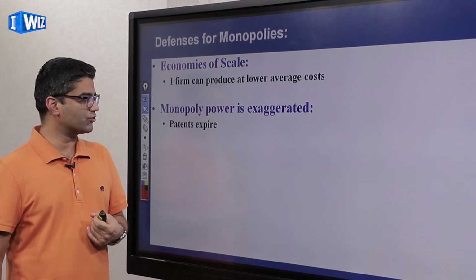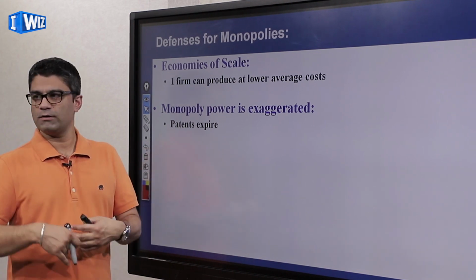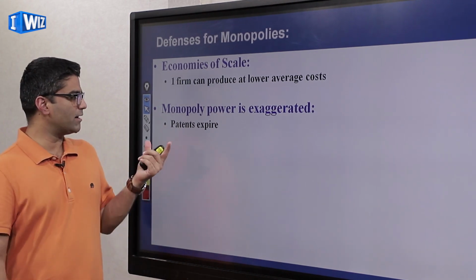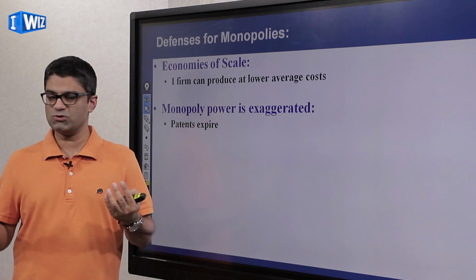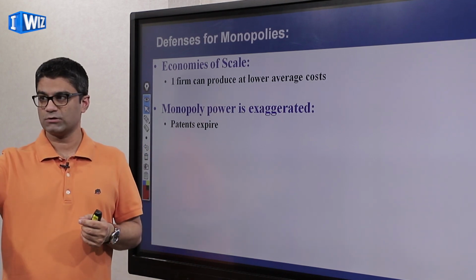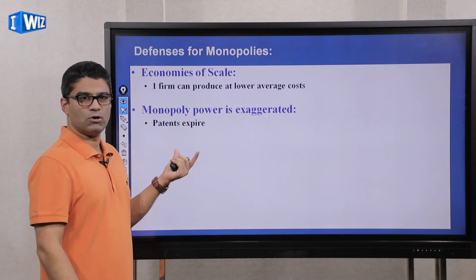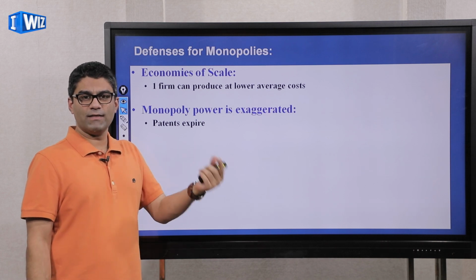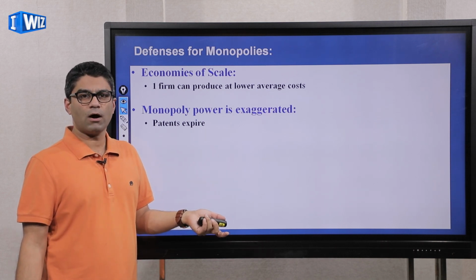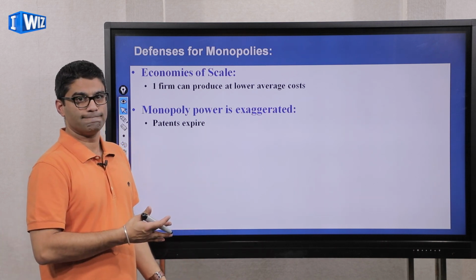In some cases, monopoly powers are exaggerated a little bit more. In the pharmaceutical industry, when they come up with a new medicine for consumers, they're allowed in most countries to get patents, which means they're the only producer for X number of years. So they're a monopoly. However, patents expire after 10 years, and in that case, they are no longer a monopolist because other firms can enter the market.